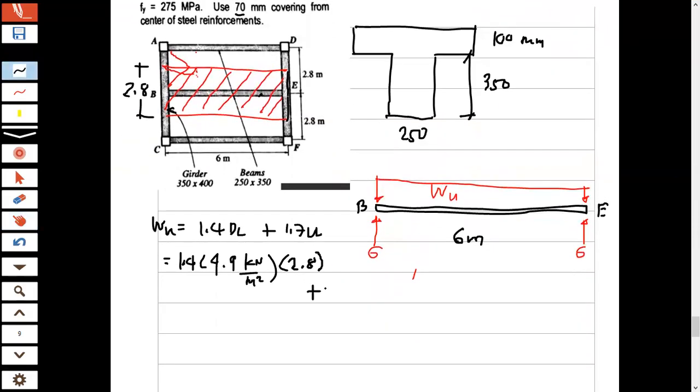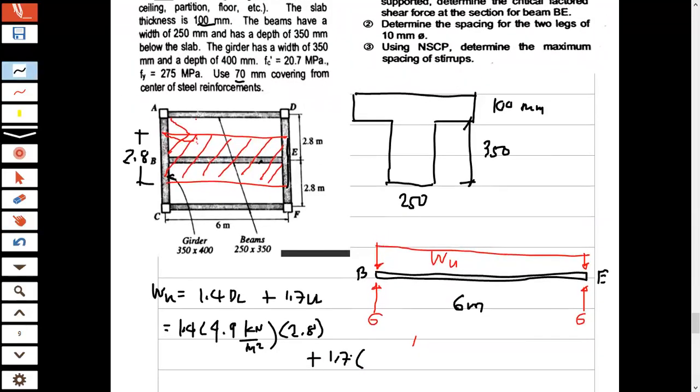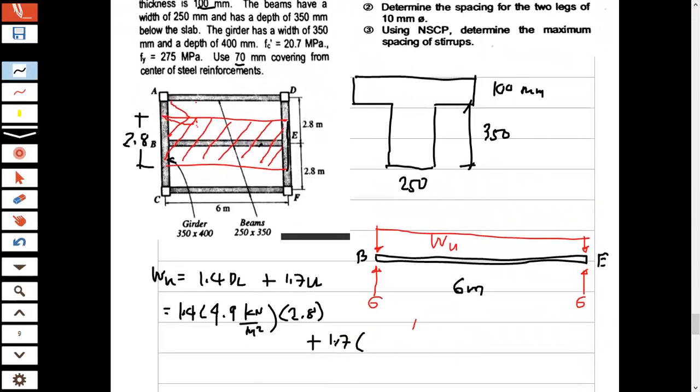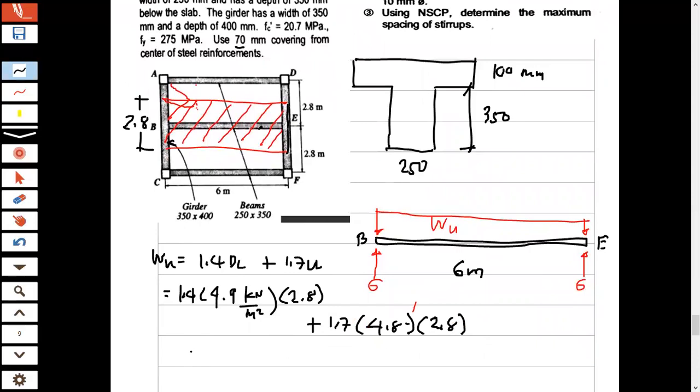Okay? Plus 1.7, yung live load mo naman. Live load is 4.8 kilonewton per square meter. Multiply pa din ng 2.8, yung tributary width. So therefore, WU is 42.056 kilonewton per meter. So this is now 42.056 kilonewton per meter.